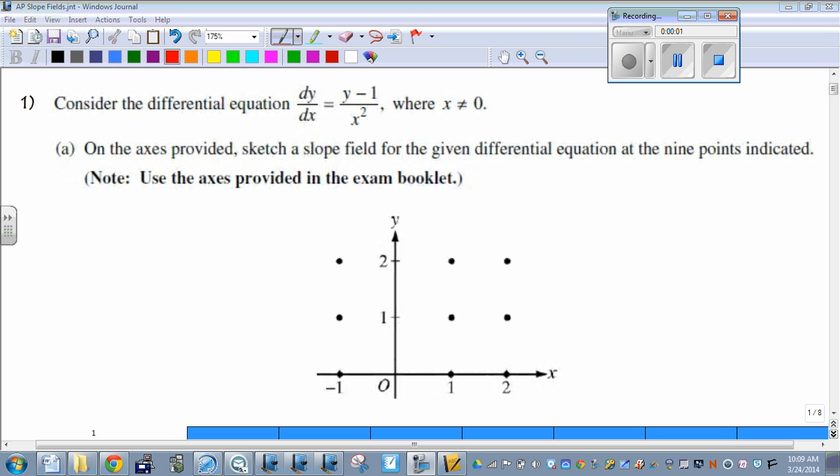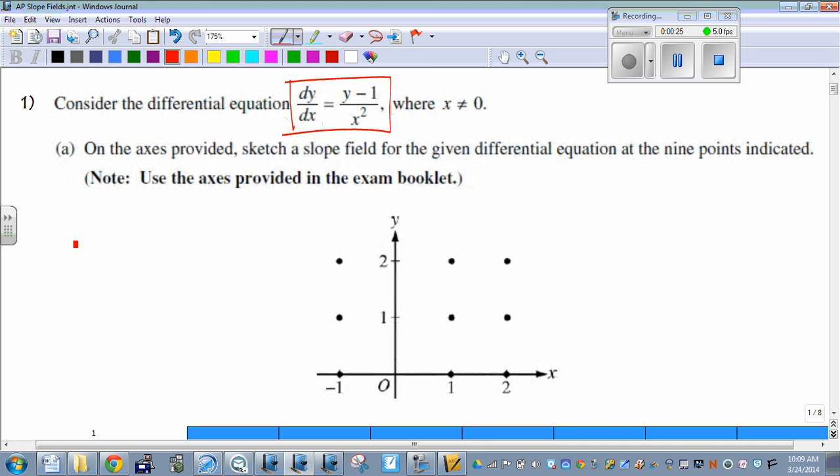One, similar to what we looked at last week, we're given our differential equation, dy/dx equals (y - 1) over x squared. And first part, we want to sketch a graph of the slope field using that differential equation. We're not given a table like we were on the packet last week, so we're going to have to kind of make our own.